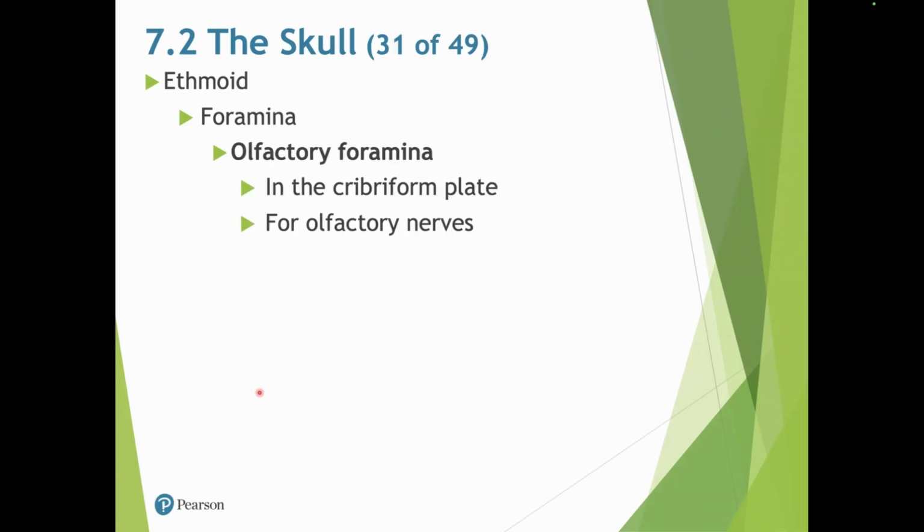The ethmoid foramina, excuse me, are going to be those olfactory foramina. We talked about them. They are little tiny holes found in the cribriform plates. The purpose for those is for the olfactory nerves to pass.